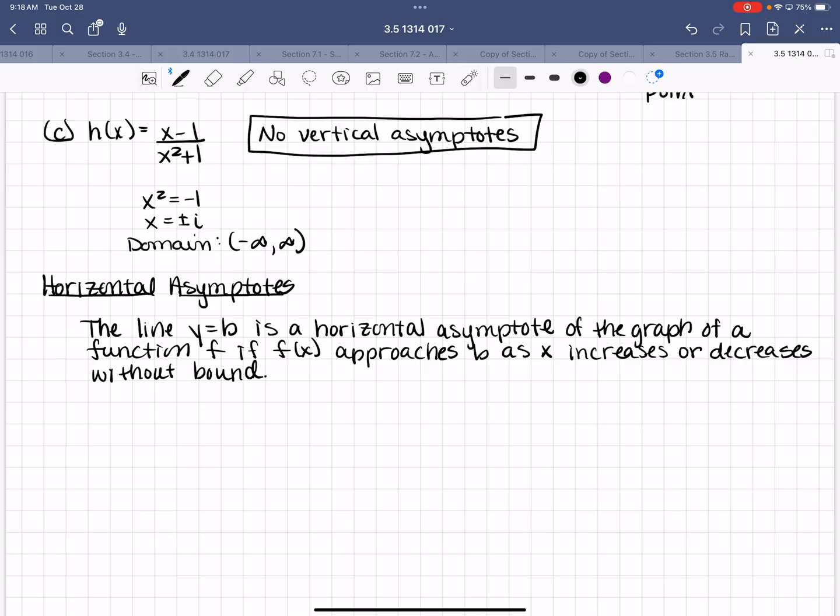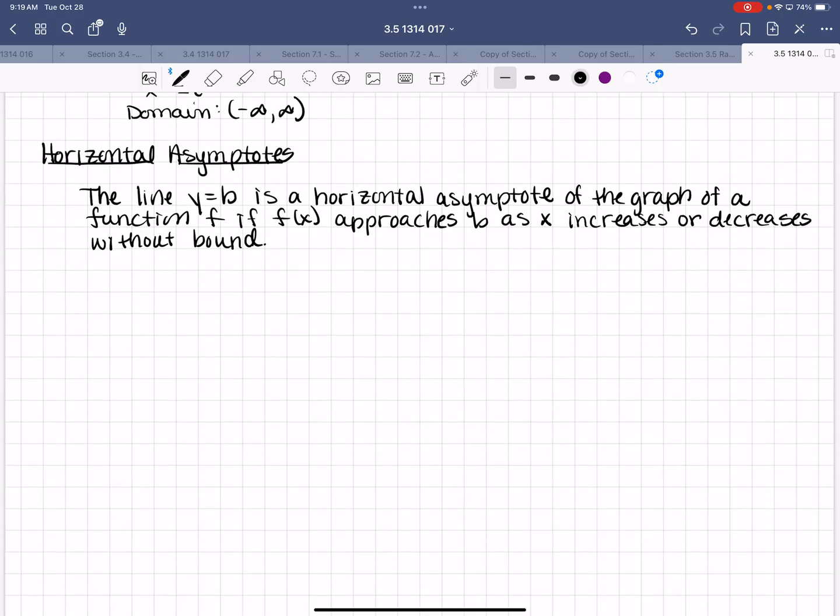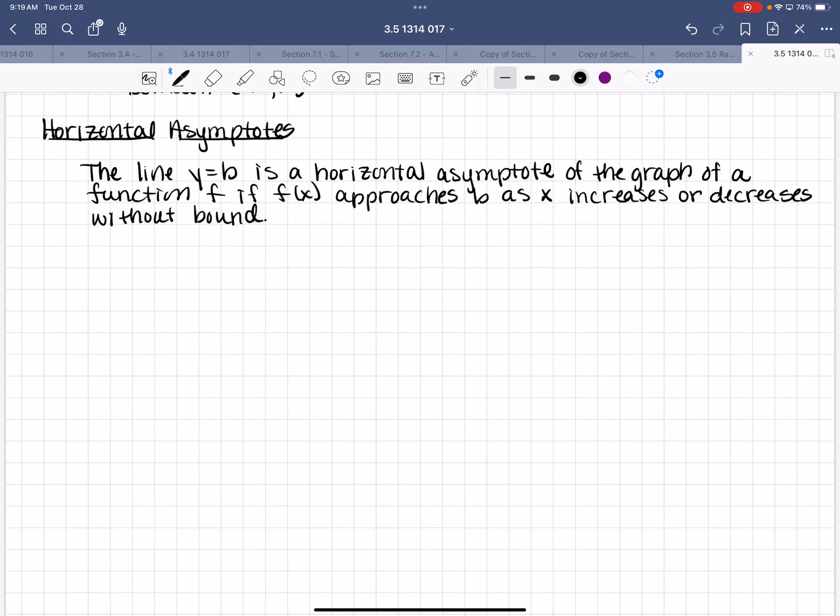That's why we wrote things like as x approaches positive infinity, f of x approaches 0. And as x approaches negative infinity, f of x approaches 0. Okay, that's the line y equals 0. That's a horizontal asymptote at y equals 0. That's why we wrote those things. Okay, now there is a process for locating horizontal asymptotes.